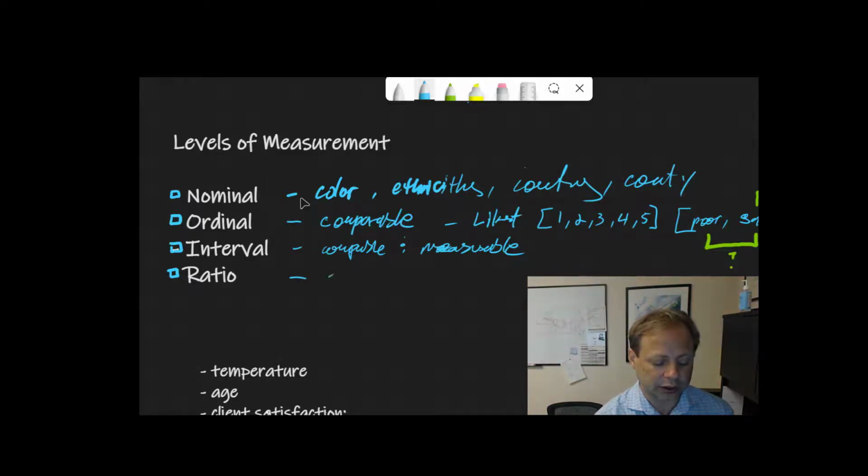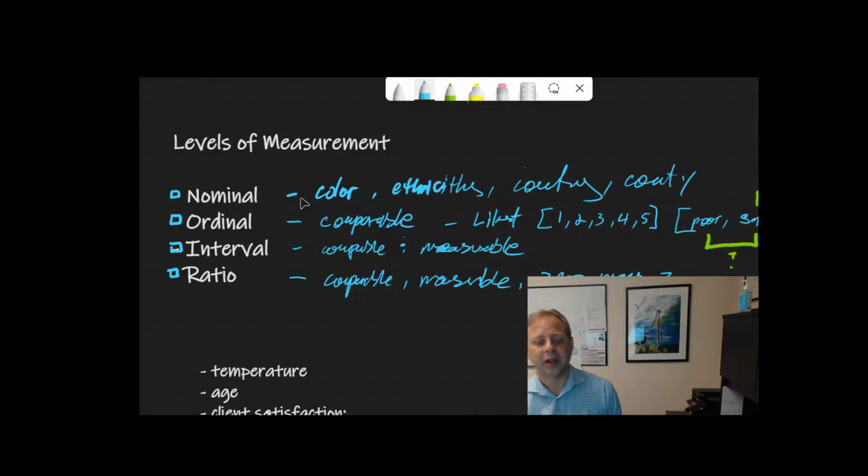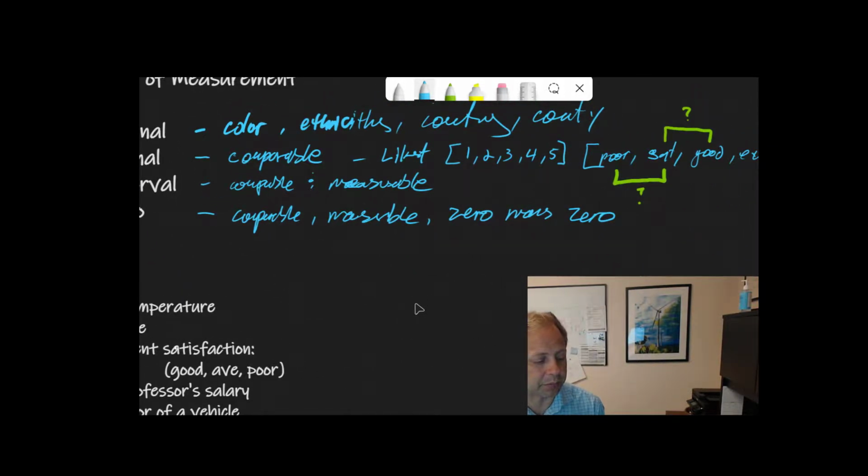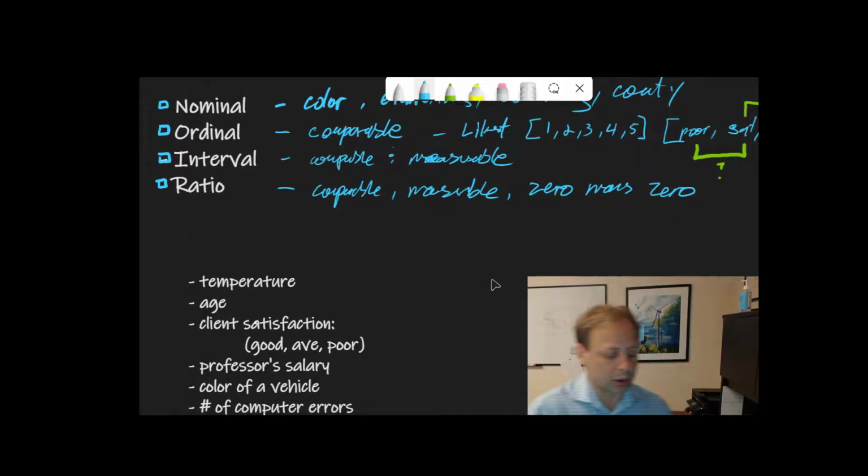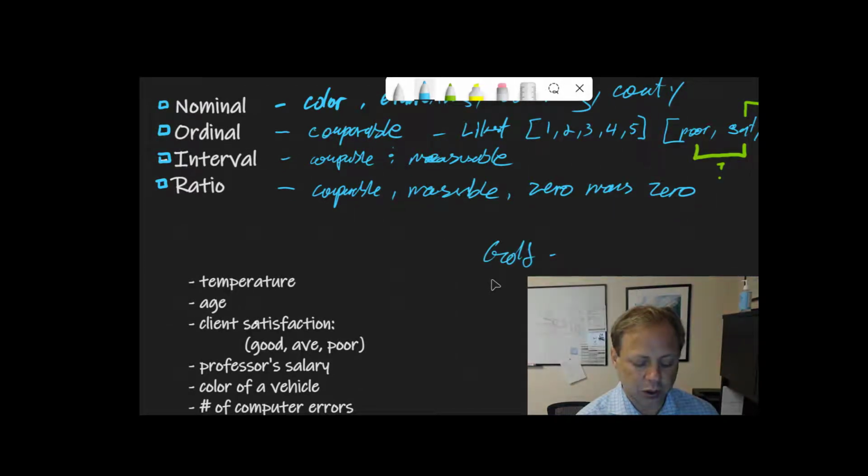Finally, ratio is comparable. It is measurable. And in ratio, 0 means 0. What does that mean? It means that when we have 0, we are measuring the lack of existence of, right? So like if you play golf and you have a score of, as an example, let me see if I can keep it up here in the corner. If you play golf and you have a score of 0 or par, where par equals 0, does that mean a score of 0?